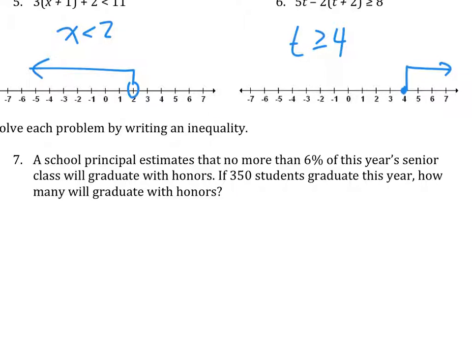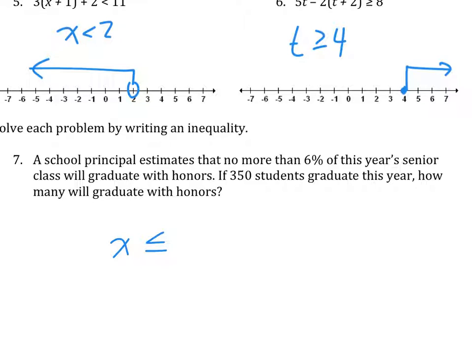All right, so let's think about it. So what are you looking for? How many people, what kind of people though? Honors seniors, right? So that's going to be the people there. He estimates that no more than, what does no more than translate to? Less than or equal to, good. No more than 6% of this year's seniors.